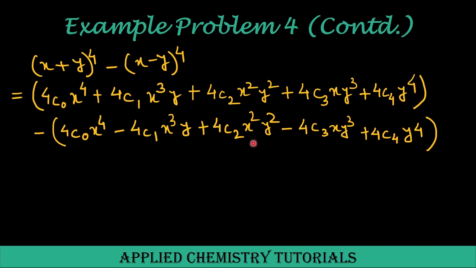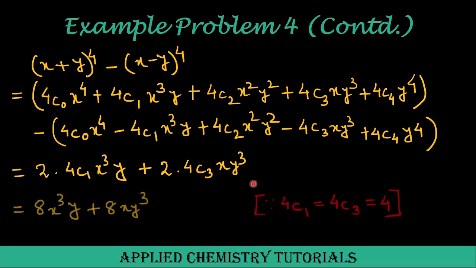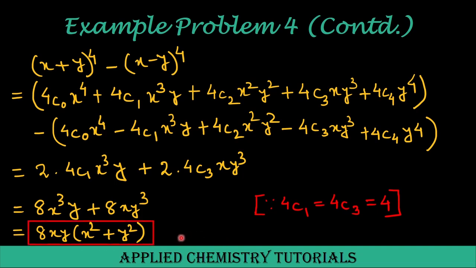So we can finally simplify it as 2 multiplied by 4C1 x^3 y + 2 multiplied by 4C3 x y^3, and we can rewrite it as 8x^3 y + 8x y^3, because we know that 4C1 equals 4C3 equals 4. And finally if we want to take 8xy as the common factor, we can have it as 8xy multiplied by (x^2 + y^2). So this is the value we obtained after simplifying (x + y)^4 - (x - y)^4 using the binomial theorem.